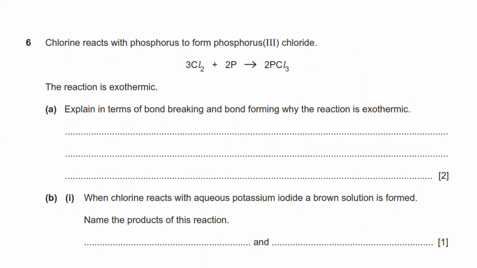Question number six states that chlorine reacts with phosphorus to form phosphorus trichloride, 3Cl2 plus 2P equals 2PCl3. The reaction is exothermic in nature. Explain in terms of bond breaking and bond formation why the reaction is exothermic. Remember, bond breaking is endothermic and bond formation is exothermic.